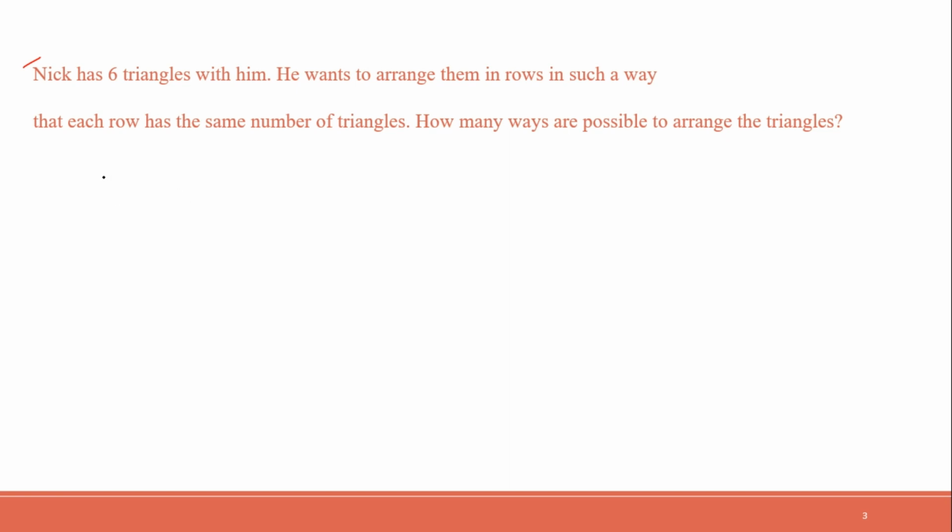Let's say I take case 1. Let's say I put all the triangles in one row like this. I have placed all the six triangles in one row only. What else I can do is this. One, two, three. Three triangles in a row and three in the other row. So we have the same number of triangles in both the rows.